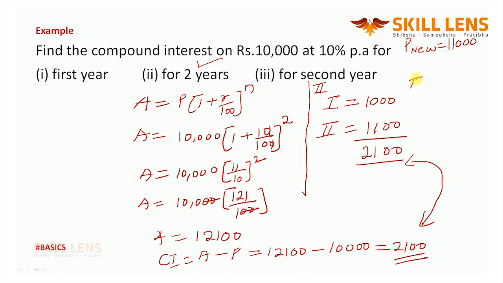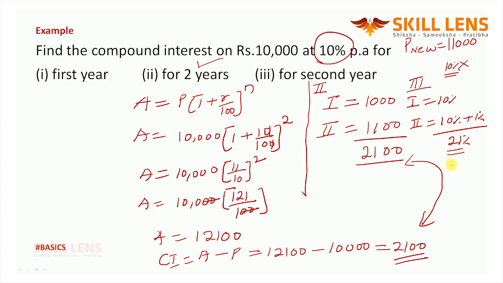What is the third way? Let's do it with percentage. First year it is 10%. And second year, actually 10% will be there and 10% on 10%, because interest on interest. First year interest is what? 10%. 10% on 10% is going to be 1%. So total it's going to be 21%. So it's very simple. 100% is 10,000, then 21% is what? 2,100. A lot of people will confuse this.